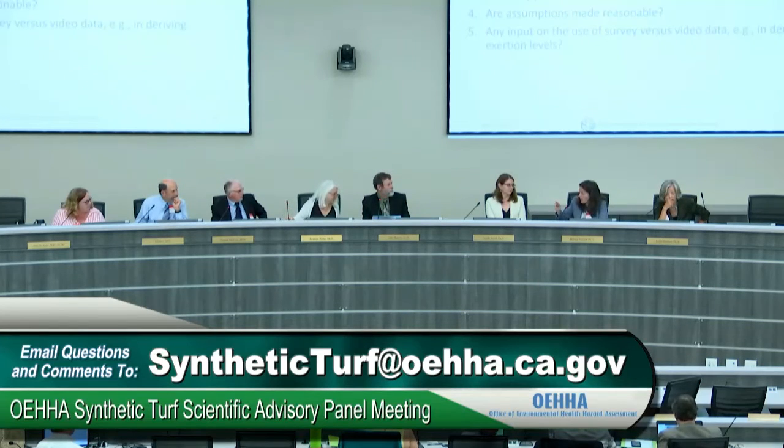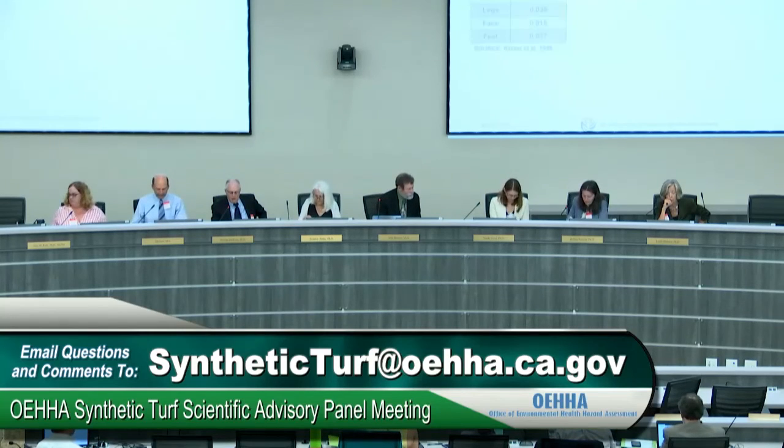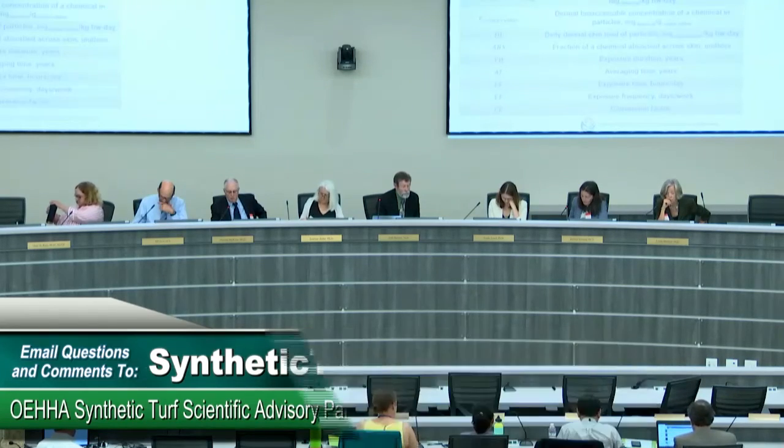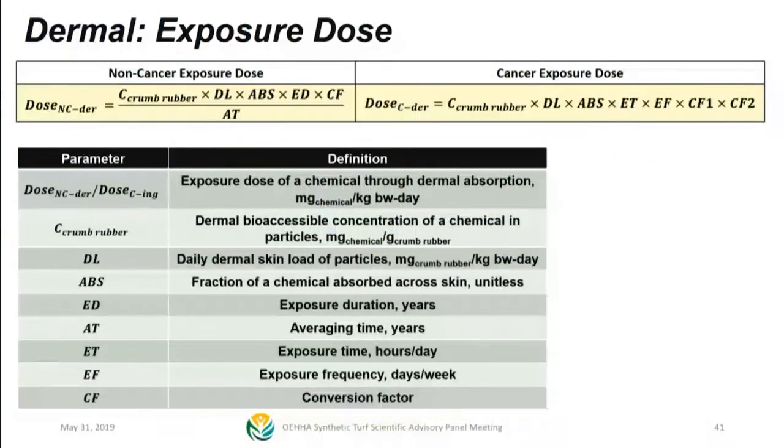Yeah, I think what Tom was pointing out, it looked like they just had the equations backwards. Well, I'm still trying to get through. So if you go to slide 41, a cancer exposure dose is typically a lifetime equivalent dose, because that's the cancer potency. It has to be multiplied by cancer potency. So it would be milligram per kilogram body weight over a lifetime.